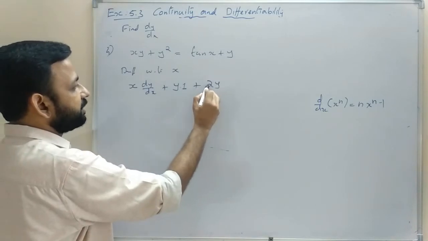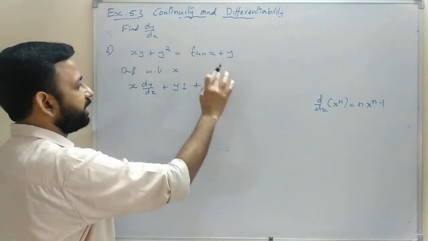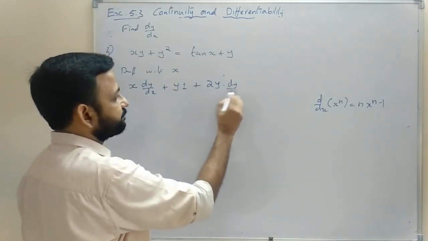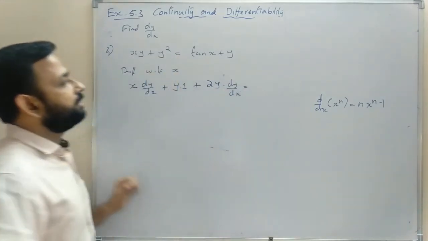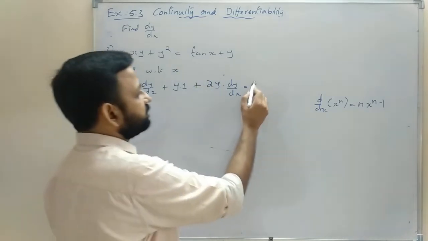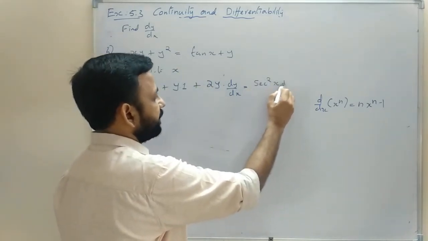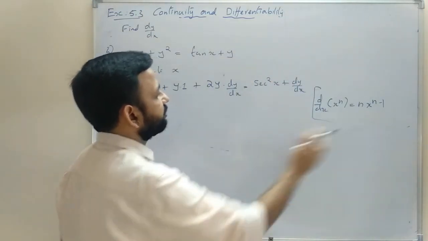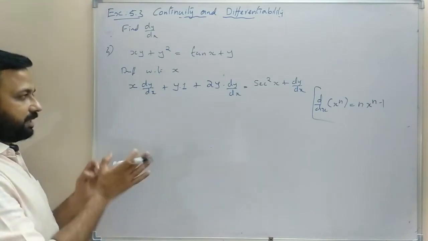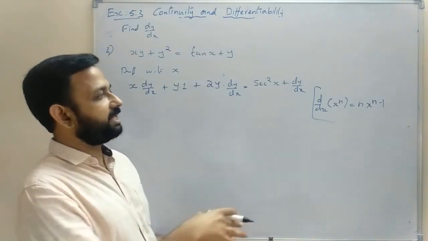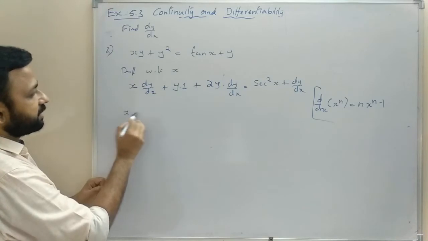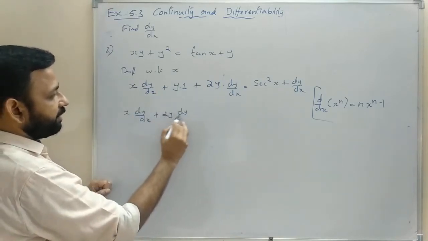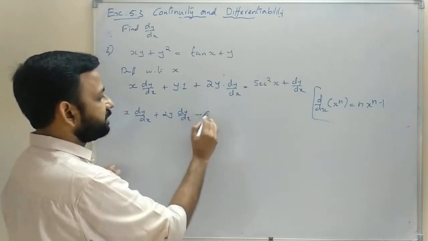So 2 into y raised to 2 minus 1, that is 1, that is 2y, into derivative of y with respect to x, that is dy by dx, equal to the derivative of tan x, d by dx of tan x, that is sec square x, plus derivative of y with respect to x, that is dy by dx. Now we can write the terms containing dy by dx on one side. So that is x into dy by dx plus 2y into dy by dx, then minus dy by dx.